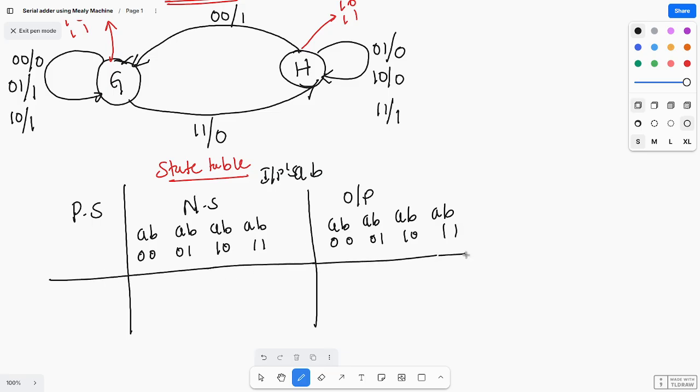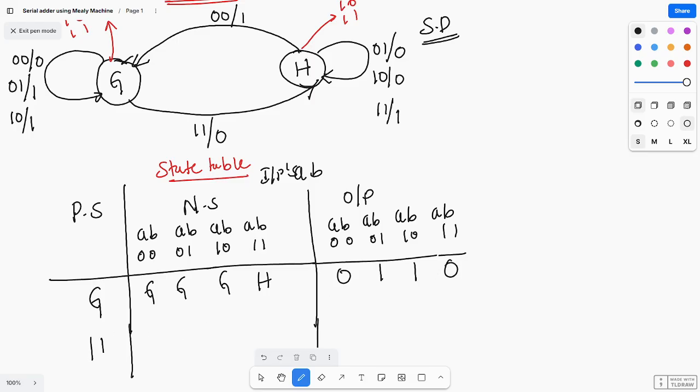So you need to see the state diagram. You are at G. Now by seeing the state diagram, you need to draw the state table. When input is 0, 0, what is the next state? Next state is G. When input is 0, 1, next state is G. When input is 1, 0, next state is G. When input is 1, 1, next state is H. And what is the output? Output is 0, 1, 1, 1, 1. And next it is going to H, the output is 0.